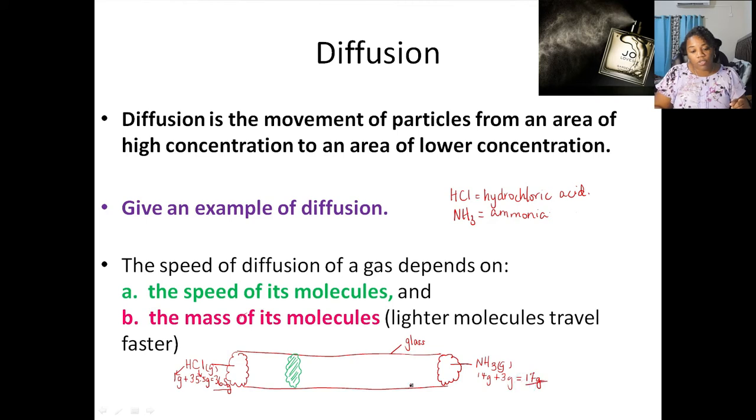From the looks of it, you'd realize that one gas is definitely heavier than the other, and the gas which is heavier is hydrochloric acid, so it's going to travel more slowly than the ammonia. That is why ammonia was able to travel closer to hydrochloric acid to form this compound known as ammonium chloride.